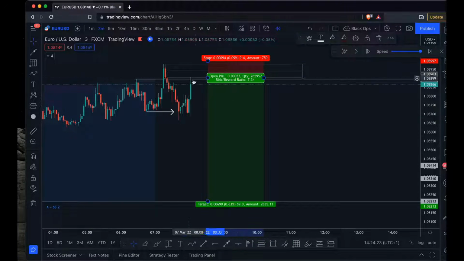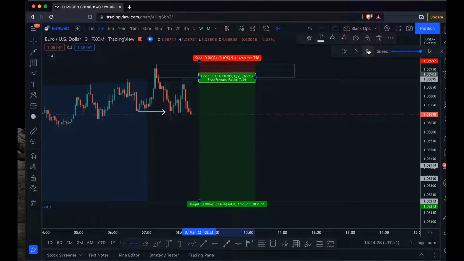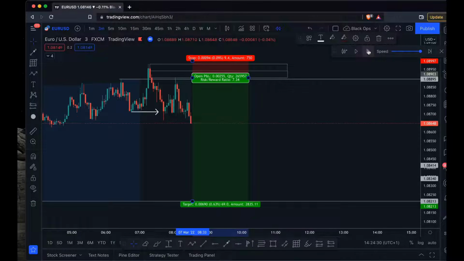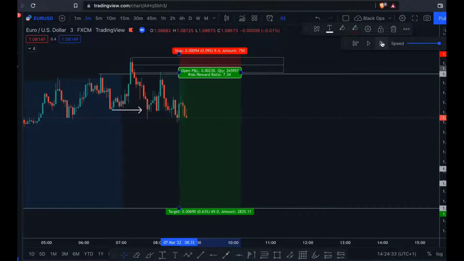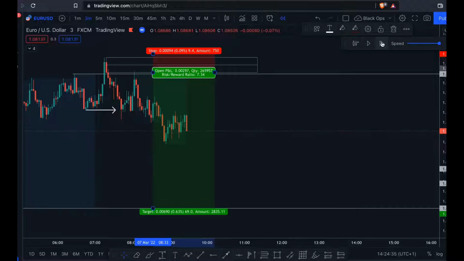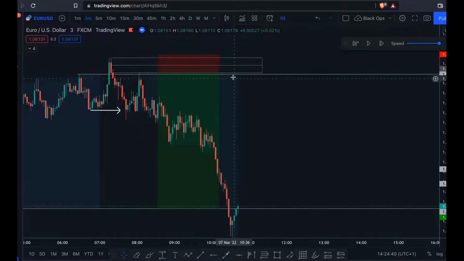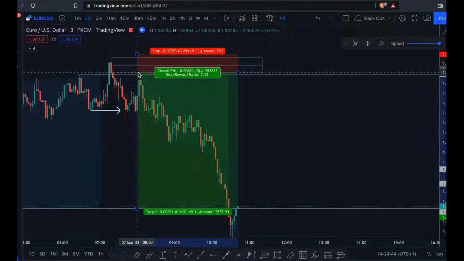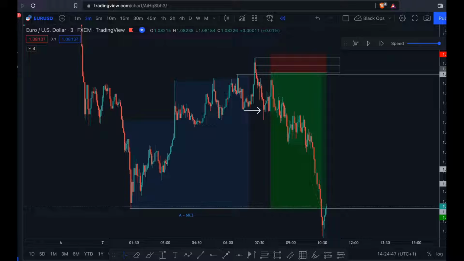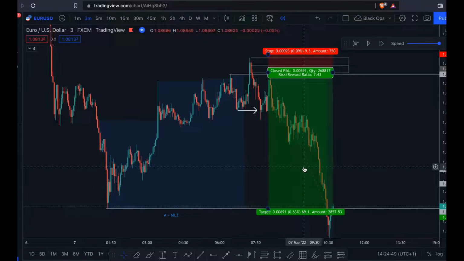Price pulls up, taps us in almost to the pip there, and starts to fall. Obviously, again, trade management is up to you, but if we just let this one run out, we can see at this point over here, and then we would have entered around here somewhere, we get the Asian low taken out, and this would have been a very, very fruitful trade for you, netting you about 7.43 R.